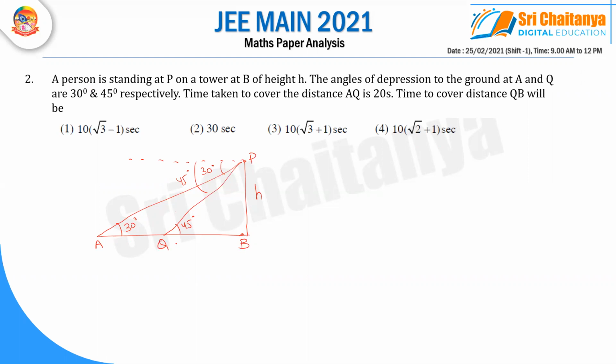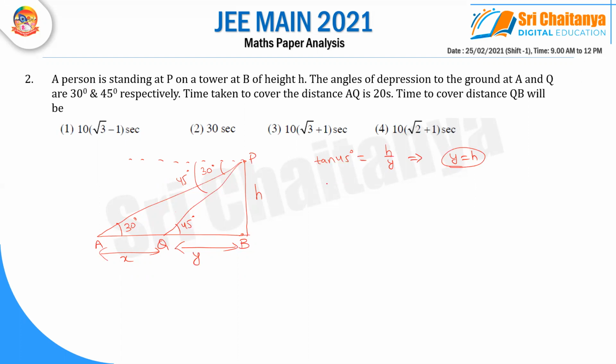Now, what is he saying? Time taken to cover the distance AQ is. He didn't give the distance AQ and QB, so let's assume this as x and this as y. Now here there are two right angle triangles. If I take the right angle triangle PQB, I will get tan 45 degrees, which is nothing but 1, equal to h by y. This implies y equal to h. Now I need to get the value of x.